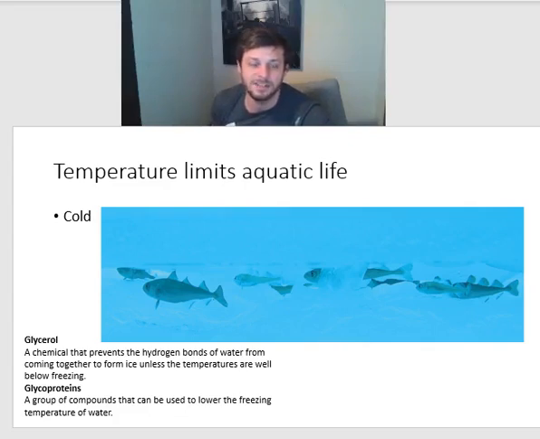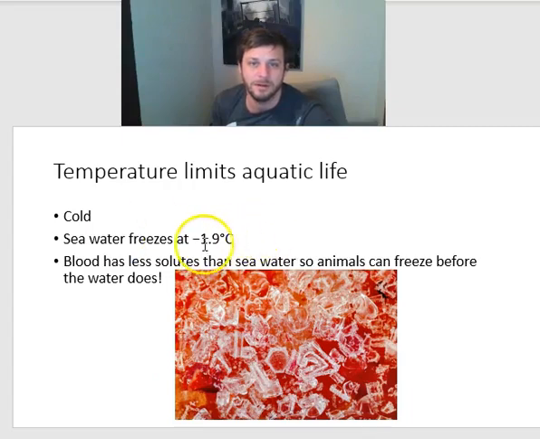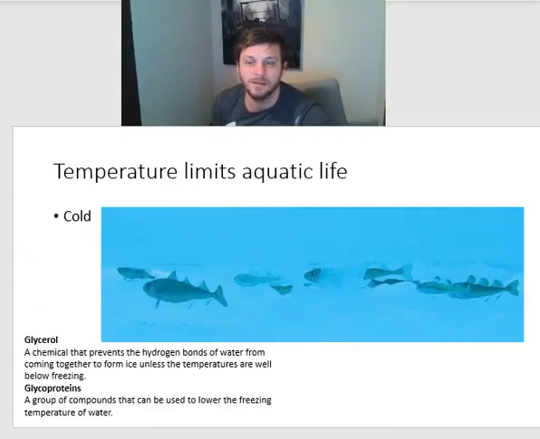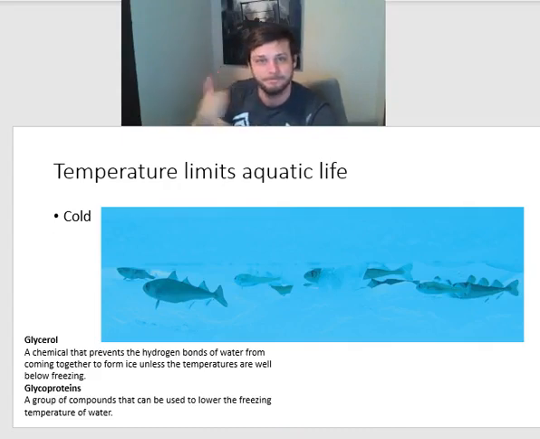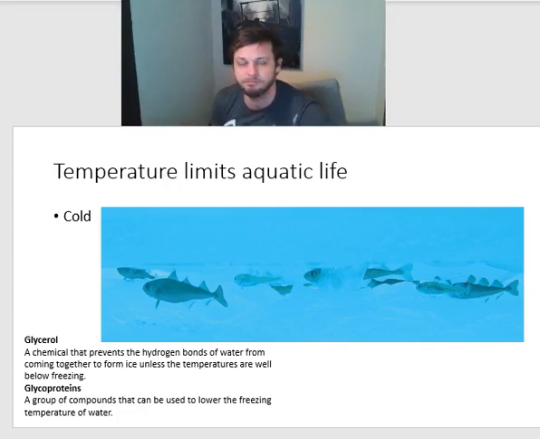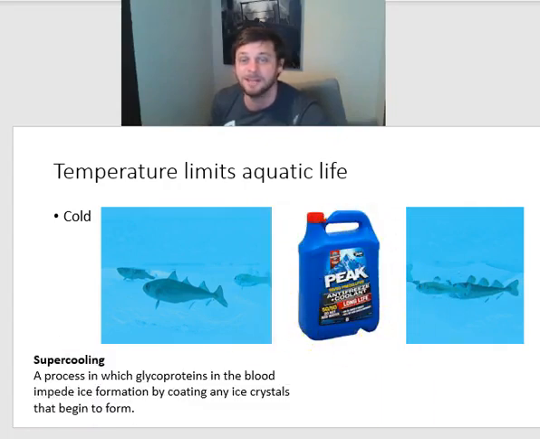Just a 10% increase of glycerol, or 10% solution of glycerol in the body, can decrease the freezing temperature to negative 2.3 degrees. And if you remember, it freezes at negative 1.9. So if it makes it down to negative 2.3, you're safe. You're not going to freeze before the water freezes. Now what happens if the water freezes? Well, now we can have some issues, right? But this glycerol and these glycoproteins act like an antifreeze, and in fact, they're pretty much the same stuff that you do find in antifreeze.